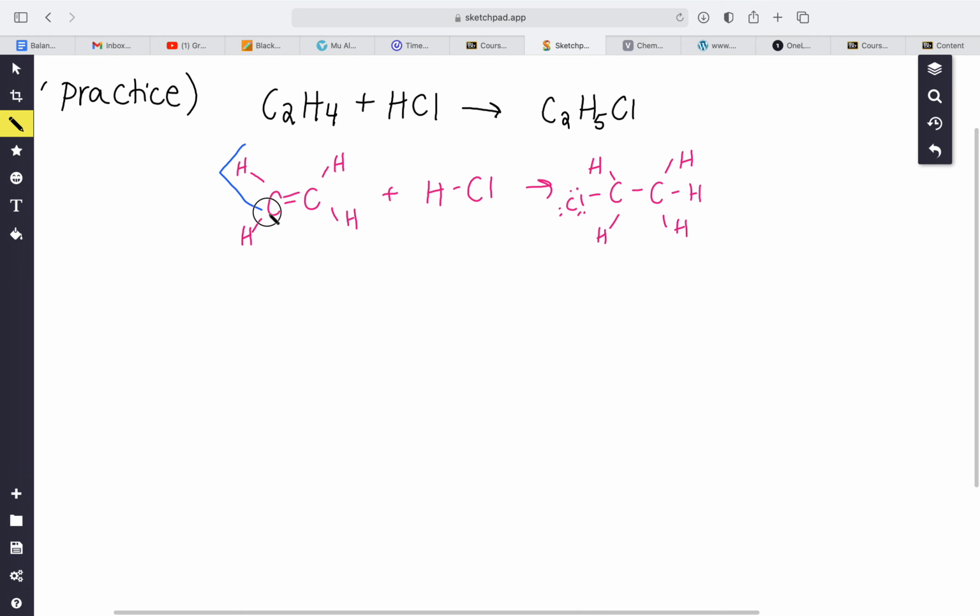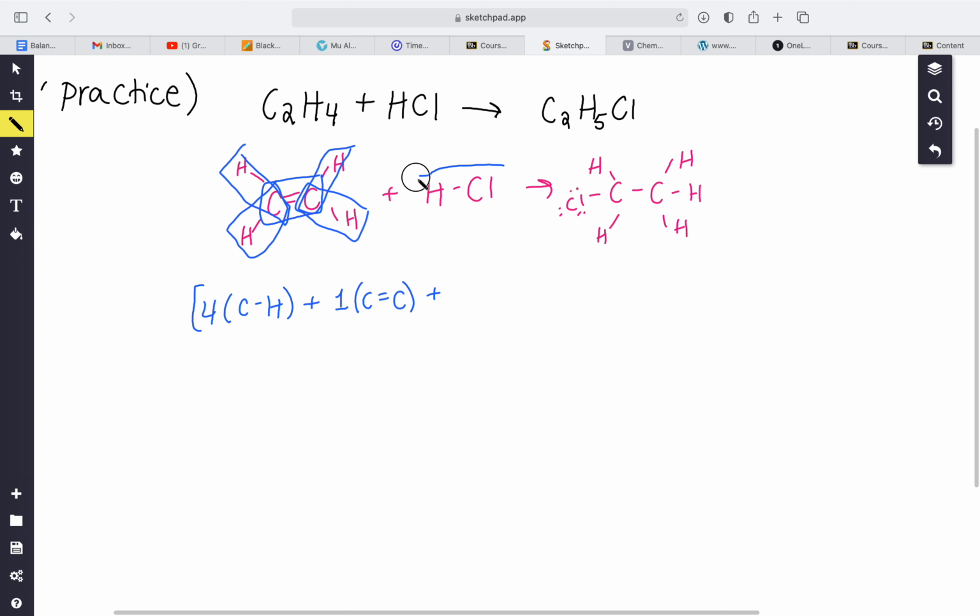So it looks like we're going to have 1, 2, 3, 4. So we're going to have 4 carbon-hydrogen bonds plus 1 carbon double bond. Also in the reactants, we're going to have 1 hydrogen chlorine bond.